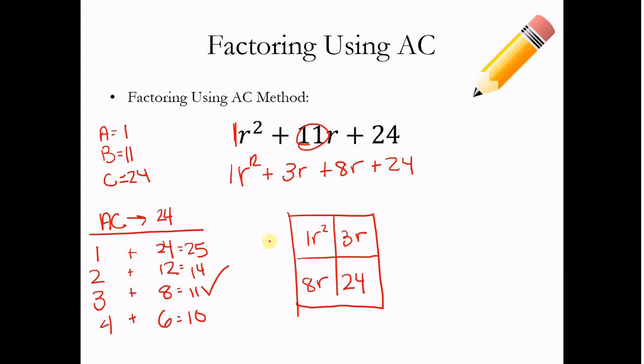It looks like we're going to have an r going this way, right? Another r going this way, a 3 going this way, and an 8 going that way. 8 times 3, 24. 8 times r, 8r. 3 times r, 3r. So I can write this as r plus 3 times r plus 8. That's basically the AC method.